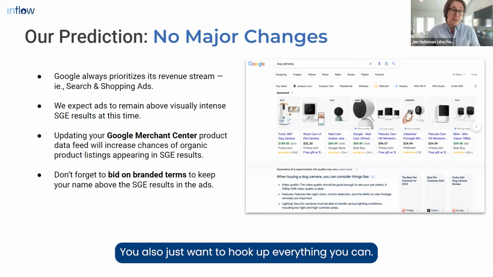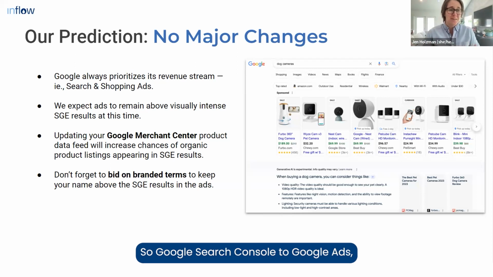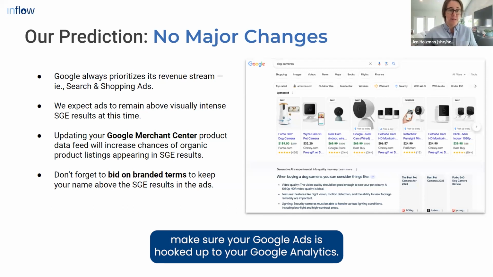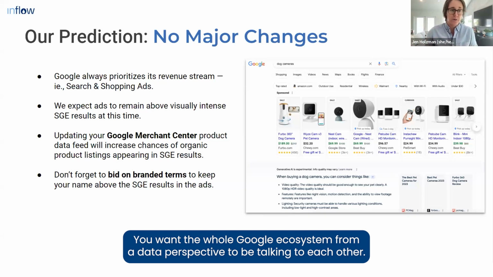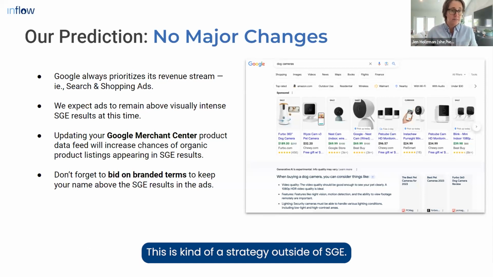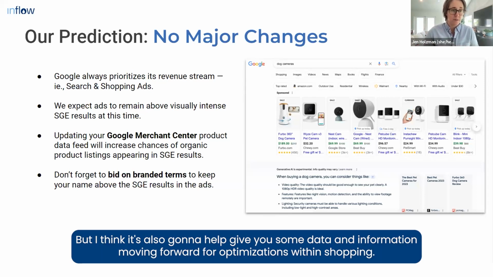You also just want to hook up everything you can. So Google Search Console to Google Ads, make sure your Google Ads is hooked up to your Google Analytics. You want the whole Google ecosystem from a data perspective to be talking to each other. This is kind of a strategy outside of SGE, but I think it's also going to help give you some data and information moving forward for optimizations within shopping.